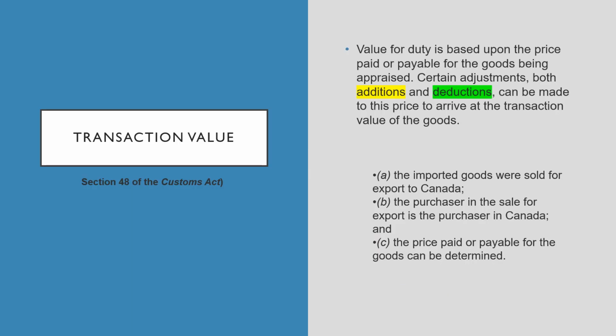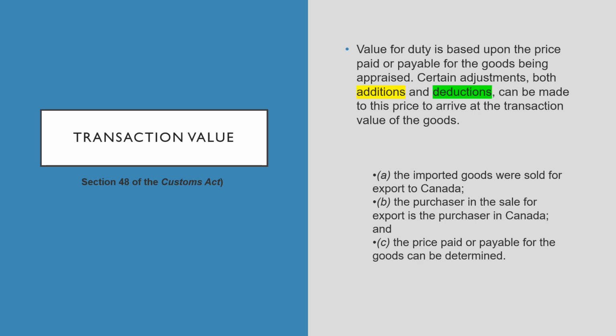The transaction value is the most common method that we use to arrive at the value for duty. This is the value for duty based upon the price paid or payable for the goods being appraised. So mainly it is how much you pay to your vendor. It's what your vendor wants to sell the goods to you for. There are certain adjustments, both additions and deductions, that can be made to this price to arrive at a more accurate transaction value of the goods. There are certain things that will impact that value.